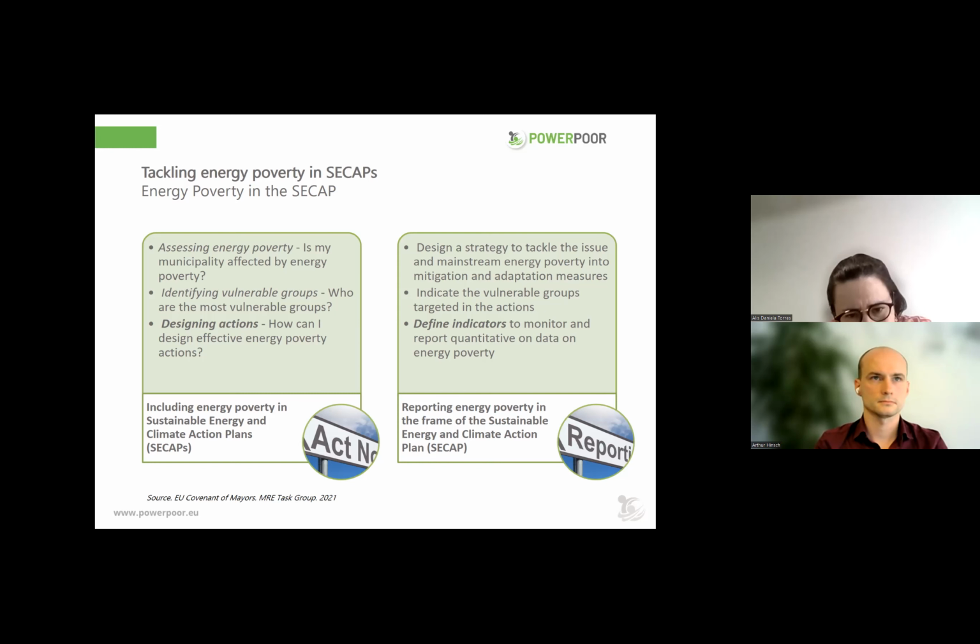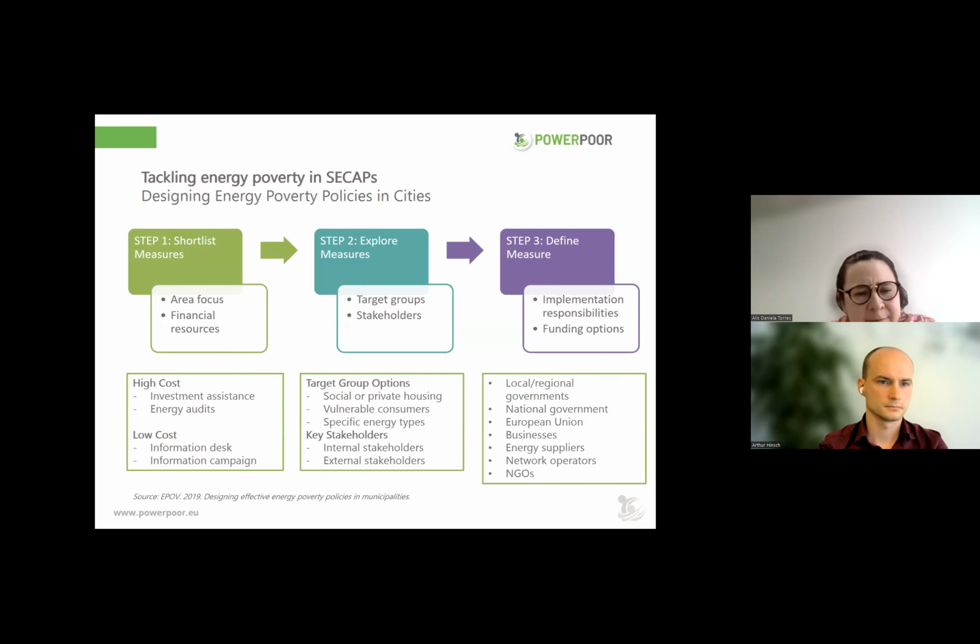In the last few months, the European Covenant of Mayors has been working on defining indicators that could monitor and report quantitatively on energy poverty on a local level. There have been several steps defined in order to build the CCAP and also to identify energy poverty actions. Here are some examples. Of course, you need to identify the measures. You need to then explore how these measures can be implemented for the different target groups, and of course then implement them, no? We heard this morning from the different experiences and other materials that there can be different ways of alleviating energy poverty.